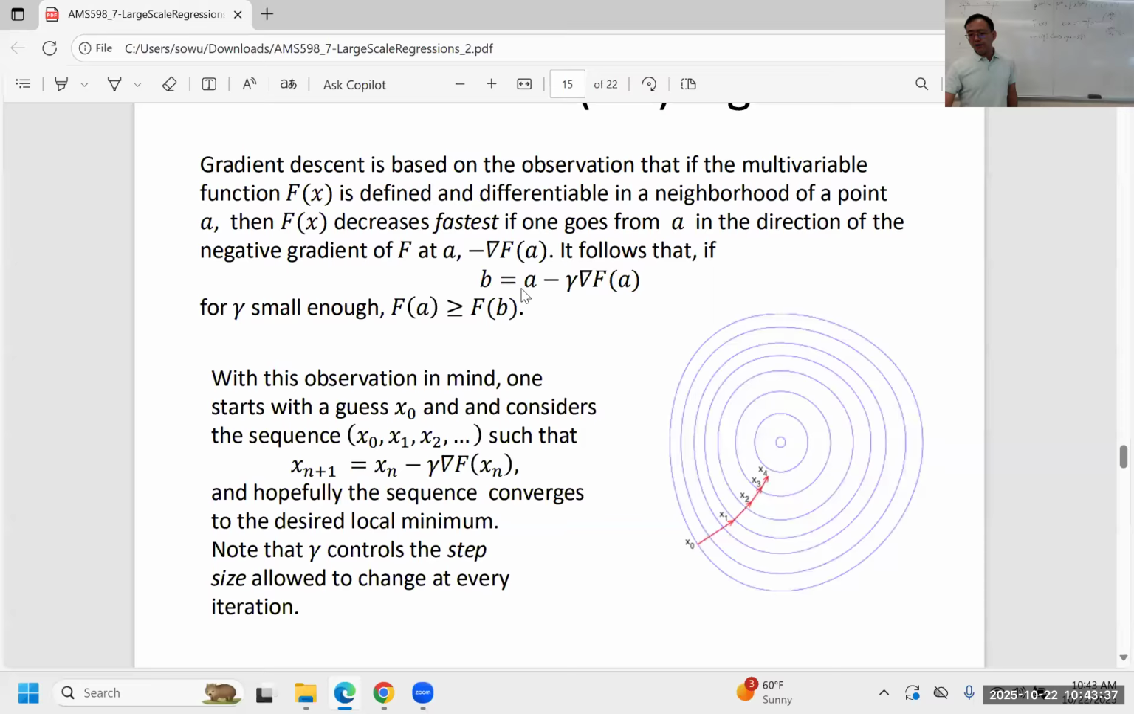So if you can solve the minimization problem, you can do the maximization. Basically, if you have point A, then you move A in the direction of the negative gradient. So it's A minus gamma times gradient f(A). Gamma is bigger than 0, gamma is positive. Then if gamma is small enough, you can make sure f(A) is bigger than or equal to f(B), right? The idea is also the same.